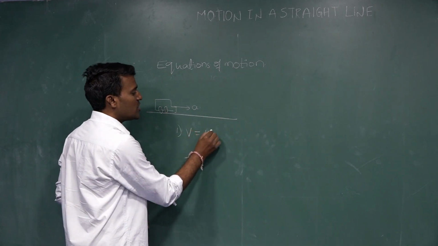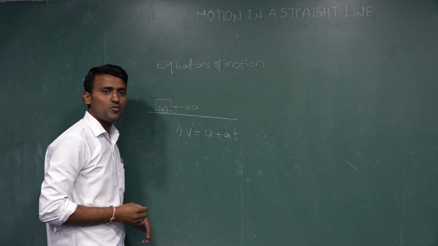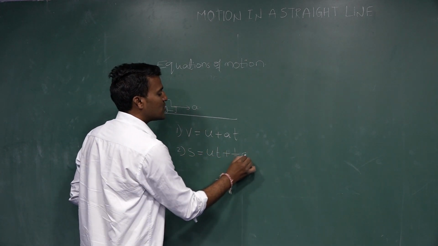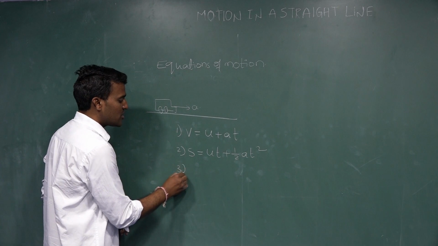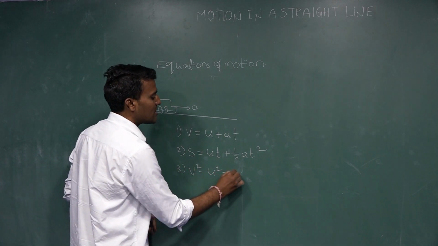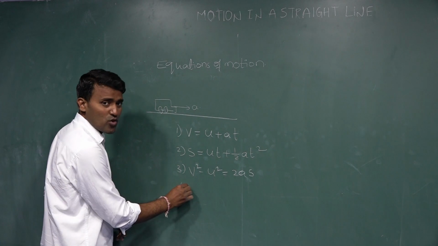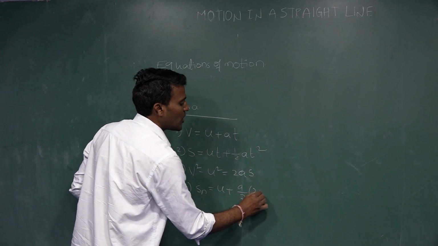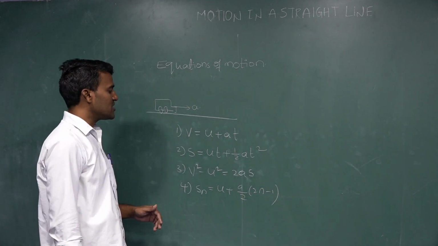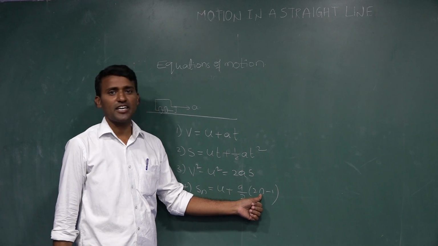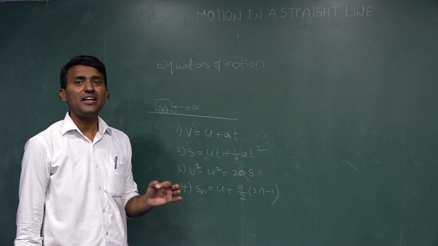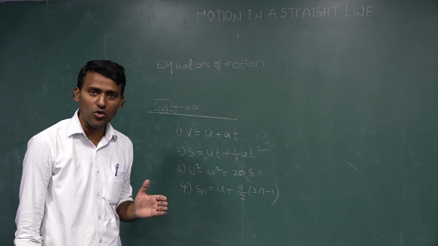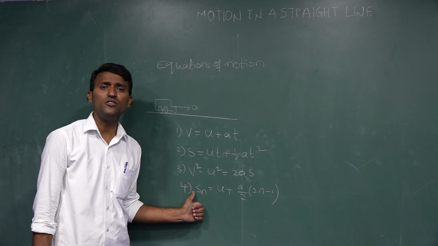v equal to u plus at, and the second equation s is equal to ut plus half at square, the third equation is v square minus u square is equal to 2as, and the fourth one is Sn is equal to u plus a by 2 into (2n minus 1). Here in the fourth equation, n is given. Here n is nothing but a particular time interval, the nth second. If you want to calculate the displacement of the particle in the nth second, we can use the fourth equation of motion.